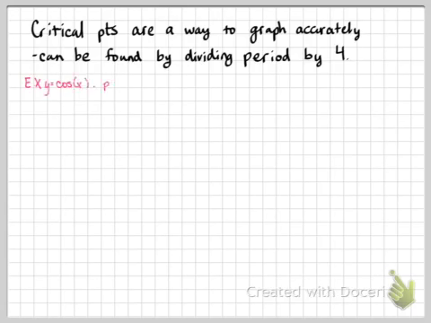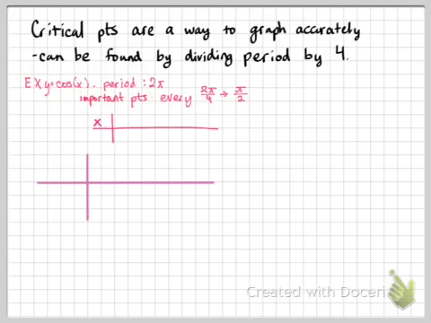So let's think about y equals cosine x. Now the period of the cosine function is just 2 pi, which would mean that I have an important point happening every 2 pi divided by 4, or every pi halves. So every time I go pi halves along the x-axis, I expect something important to be happening to the function.